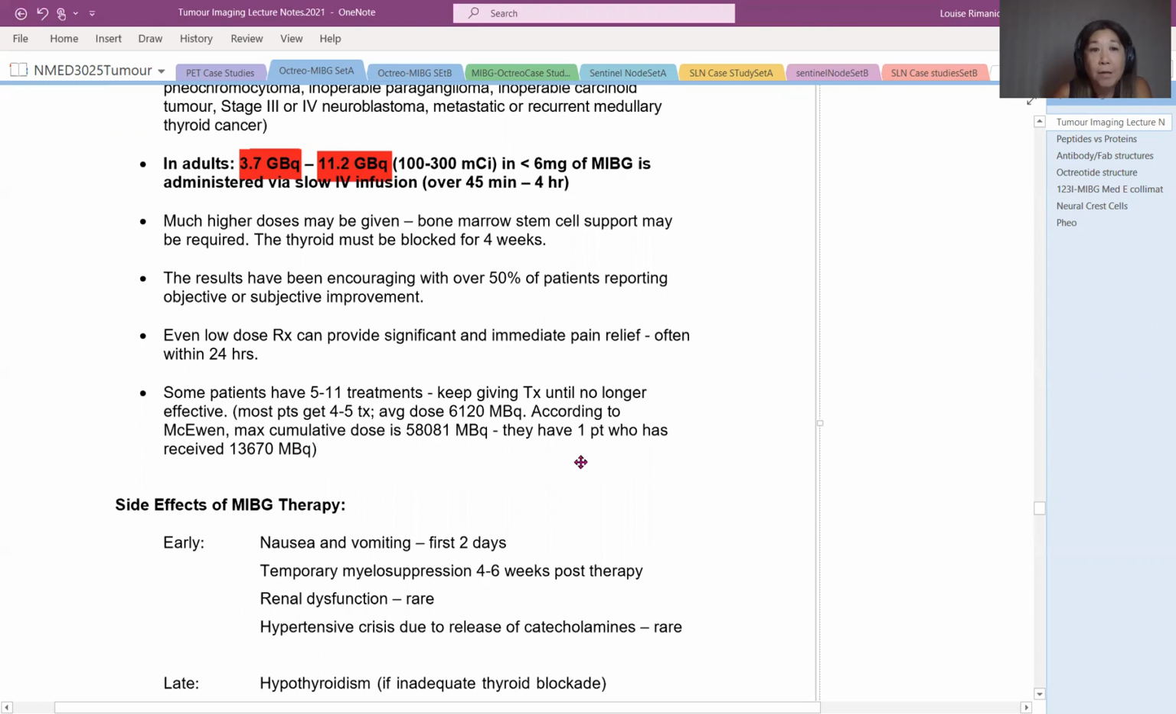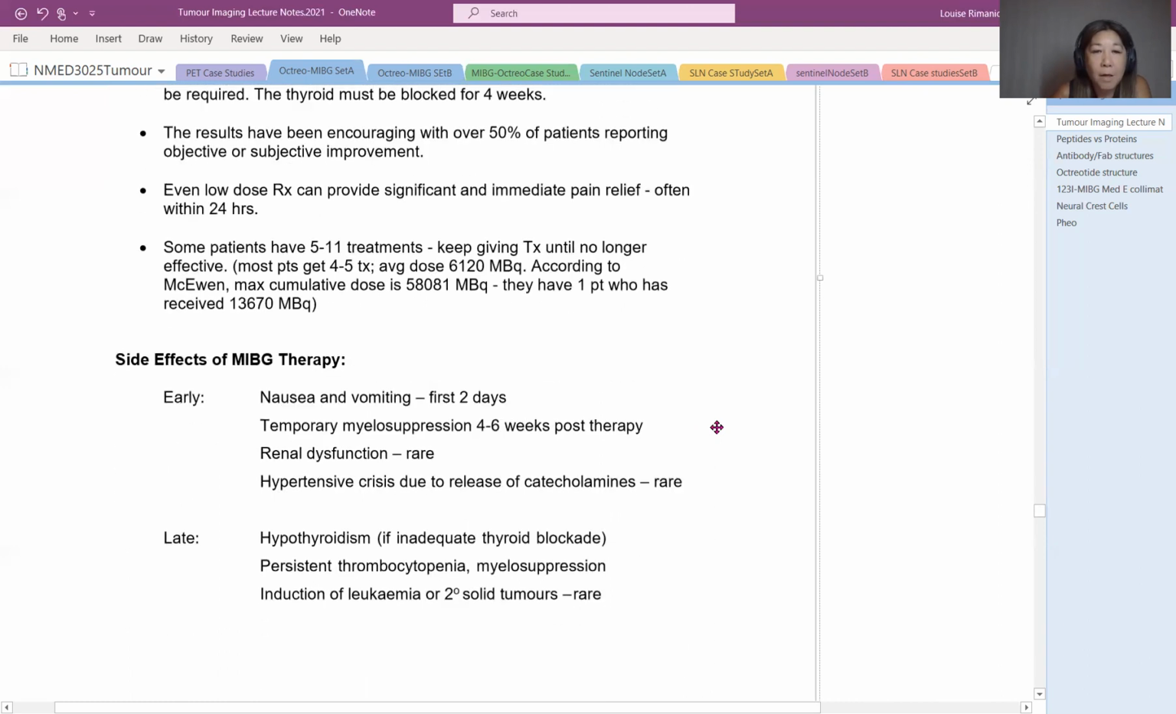But they have one patient who has received, what's that going to be, 13 gigabecquerels total dose, which is a huge dose. But it seems to work. And as long as it continues to give the patient relief, they will continue to treat them.